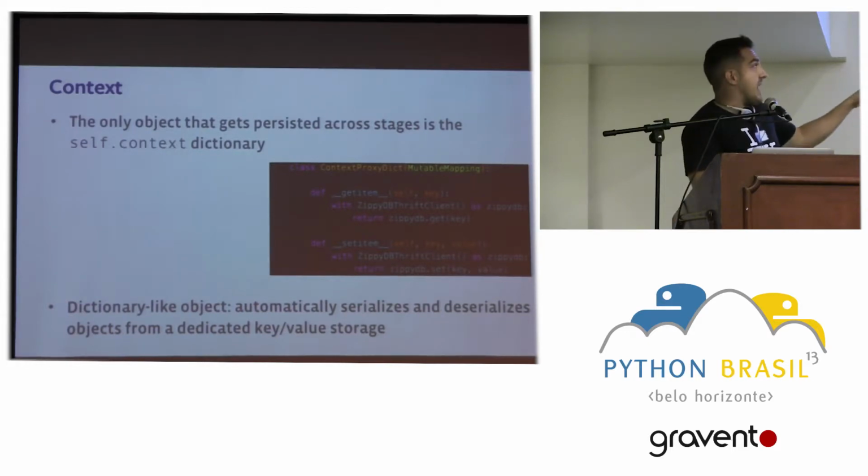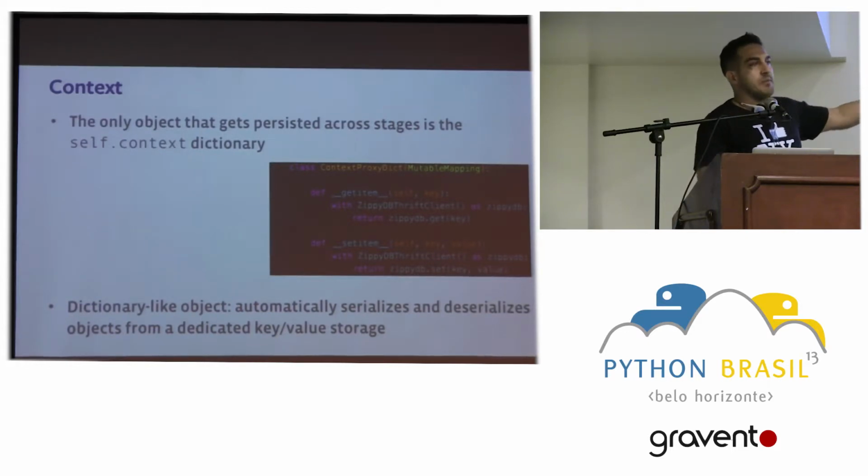So here, I just put a very simple example of how a mutable object like that could be implemented, that from a user perspective will behave like a dictionary, but in the back, it's going to use a separate storage to keep these things. We use an internal key value store that we have in our infrastructure, but you could easily replace that with MySQL or something else that you have in your infrastructure.